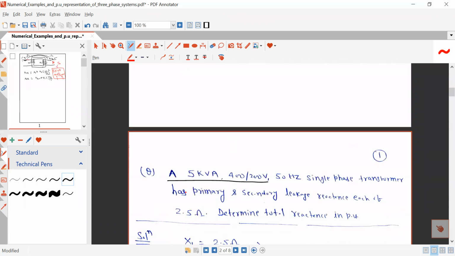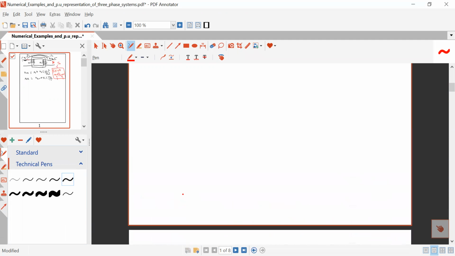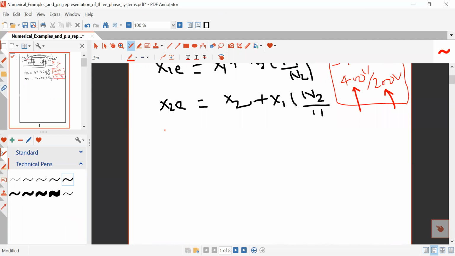Now this is the transformer, and its primary and secondary reactance value is given. X1 is given and X2 is given, and both are equal. X1 is 2.5 ohm and X2 is 2.5 ohm. It is given in the problem.